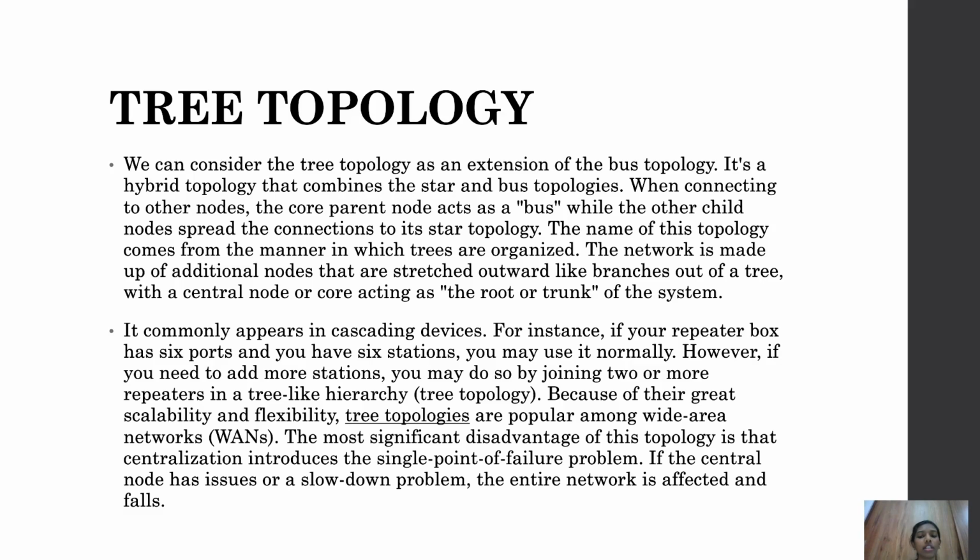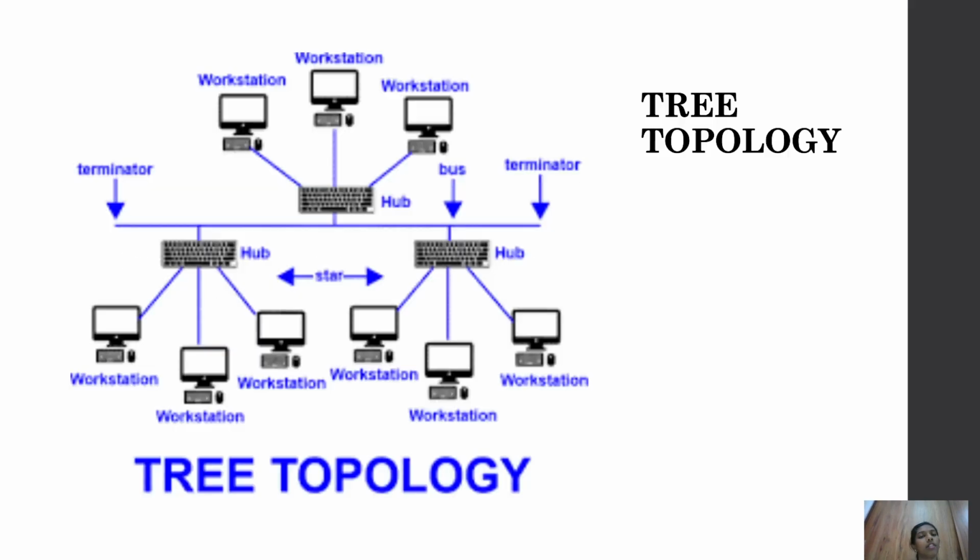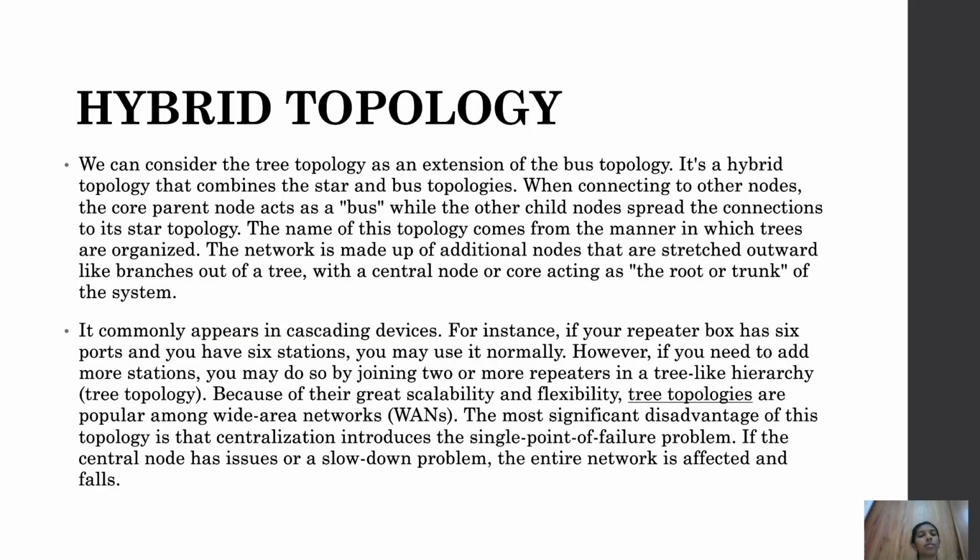The most significant disadvantage of this topology is that centralization introduces the single point of failure problem. If the central node has issues or a slowdown problem, the entire network is affected and fails. This is the schematic representation of tree topology.